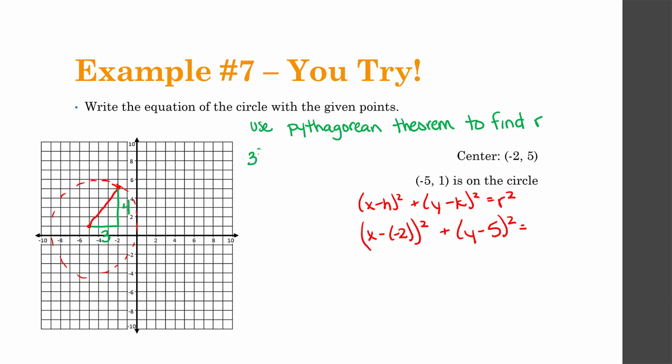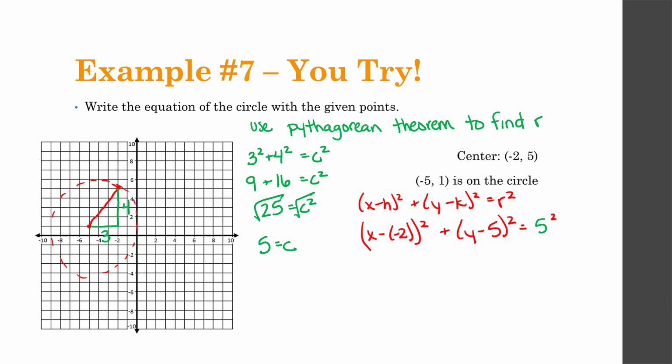Those lengths become the a and the b in the Pythagorean theorem. So 3 squared plus 4 squared equals c squared. 3 squared is 9. 4 squared is 16. 9 plus 16 is 25 equals c squared. And we are going to square root each side. 5 equals c. This c value is your radius. So I'm going to take 5, put it in for r, and then square it.